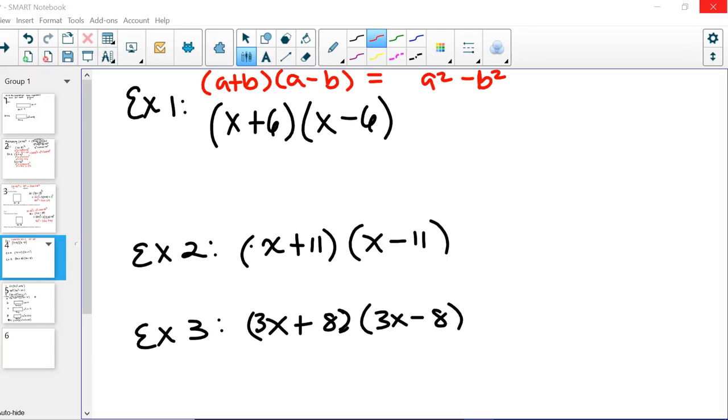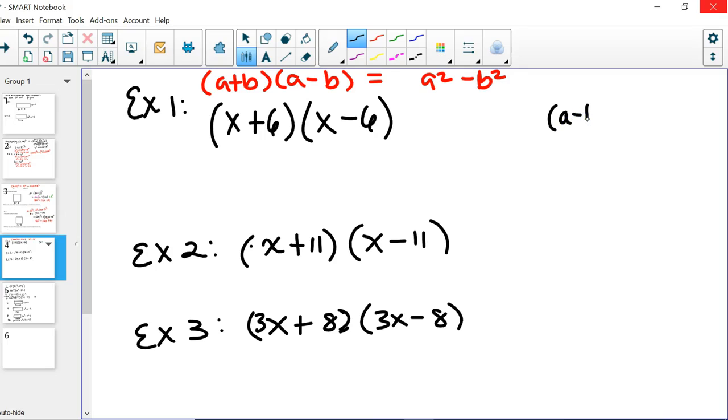Alright, so now that we've learned how to multiply polynomials, we'll talk about special products. Here we have this special product when you have a plus b times a minus b. So a plus b times a minus b is going to equal a squared minus b squared. And I'm just going to go through and show you.